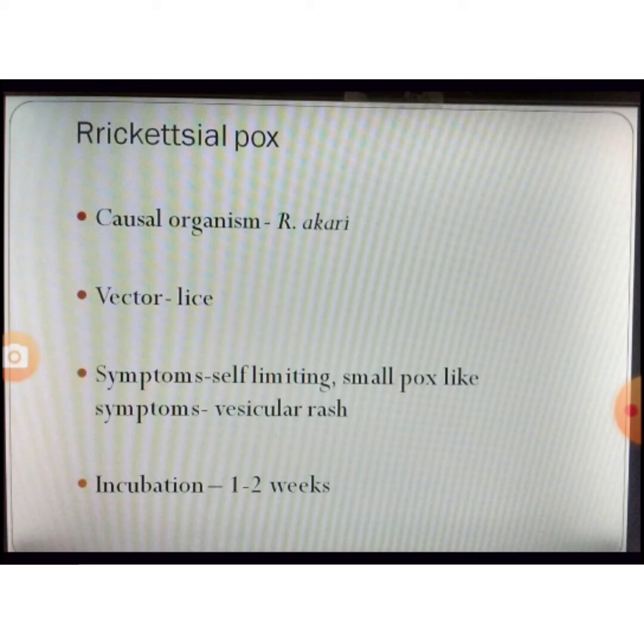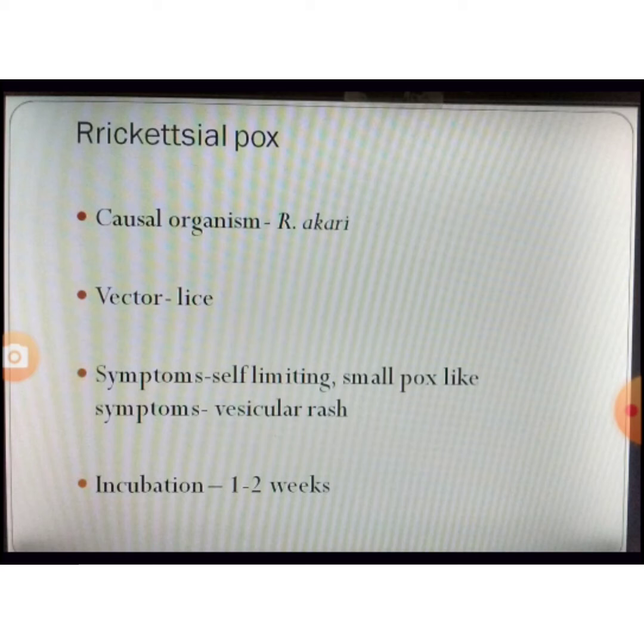Coming to the next one, the second type of disease under spotted fever is rickettsial pox. Now for rickettsial pox, the causal organism is Rickettsia akari. The vector is mites. Okay, the previous one, Rocky Mountain spotted fever, the vector was different.